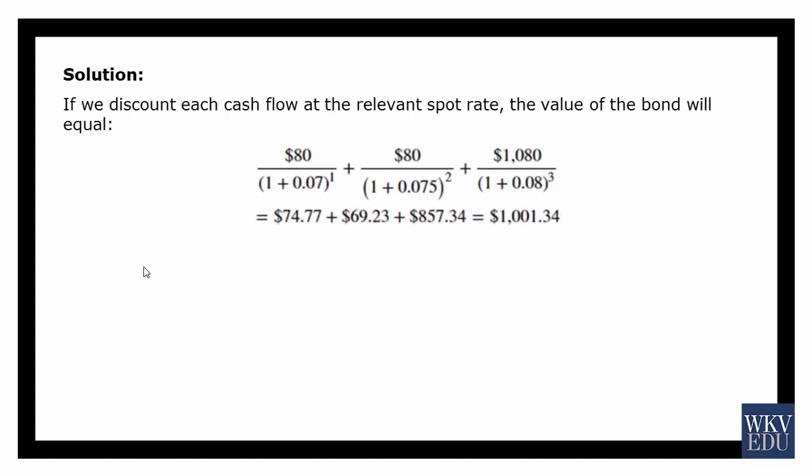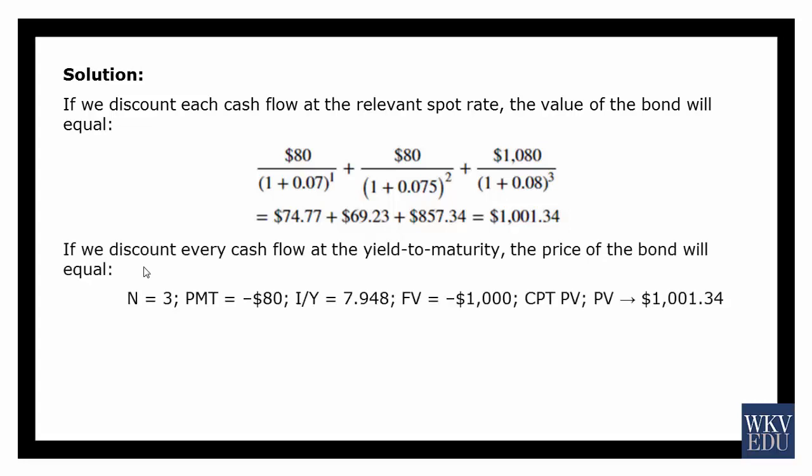If we discount each cash flow at the relevant spot rates of 7%, 7.5% and 8%, we arrive at a value of 1001.34. However, the current bond was selling at a yield to maturity of 7.948%, and if we plug in YTM as 7.948, we still get the same value, and therefore we can say that YTM is a weighted average of the different spot rates.